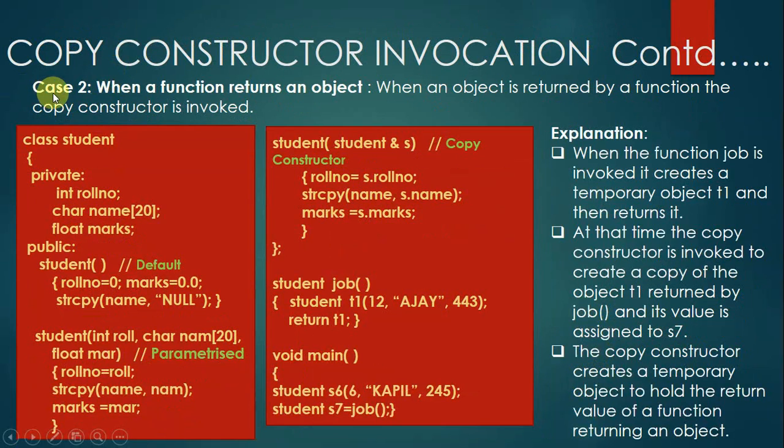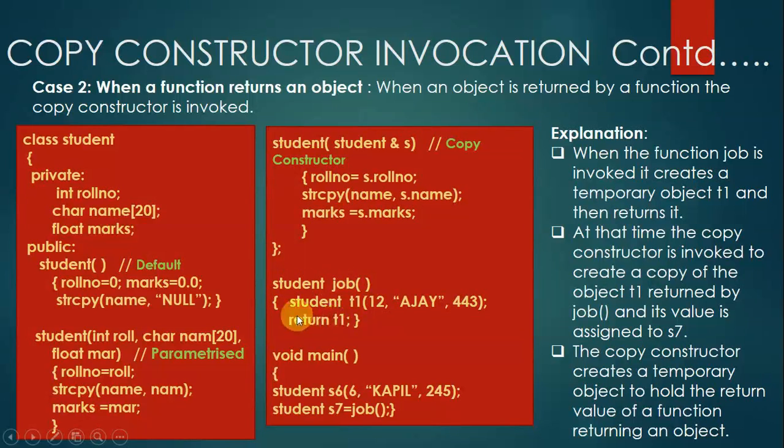Now let us see the second case when the copy constructor is invoked: when a function returns an object. So when an object is returned by the function, the copy constructor is invoked. Let us see how. Again, I am taking the same example of the class student with 3 data members, roll number, name and marks. And again it has 3 constructors: default constructor, parameterized constructor and copy constructor. Now I am declaring a function job in which I am returning an object. See, I am returning an object.